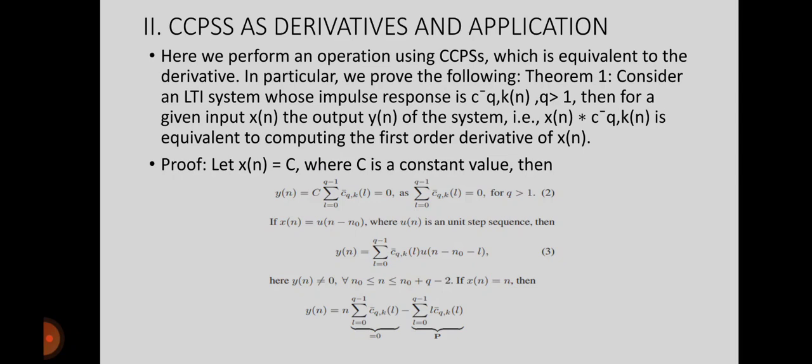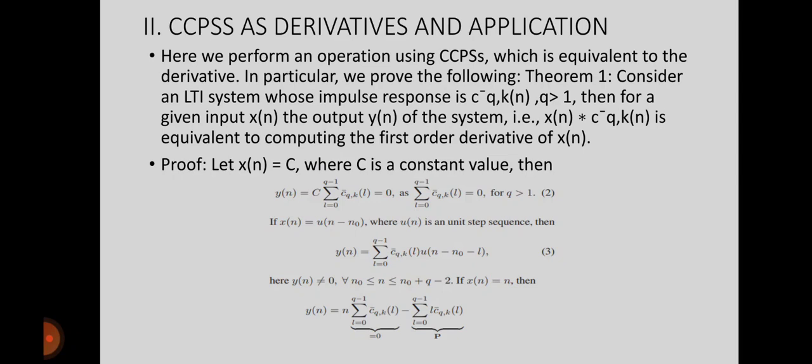If x of n is equal to u of n minus n naught, where u of n is a unit step sequence, then y of n is equal to summation l equals 0 to q minus 1 of C bar q,k of l into u of n minus n naught minus l, where u of n minus n naught is a unit step sequence which starts from n naught. Here y of n is not equal to 0 for n naught less than or equal to n less than or equal to n naught plus q minus 2.